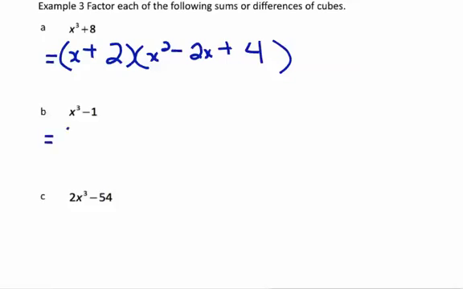So if we continue that with B, we'll have our small bracket, we'll have our large bracket. Cube root of x cubed is x. Cube root of 1 is 1. Large bracket will have x squared. At the end, we'll have 1 squared, which is just 1. In the middle, we'll have x times 1, 1x, or just x. The sign pattern, same sign, opposite, end with a positive.